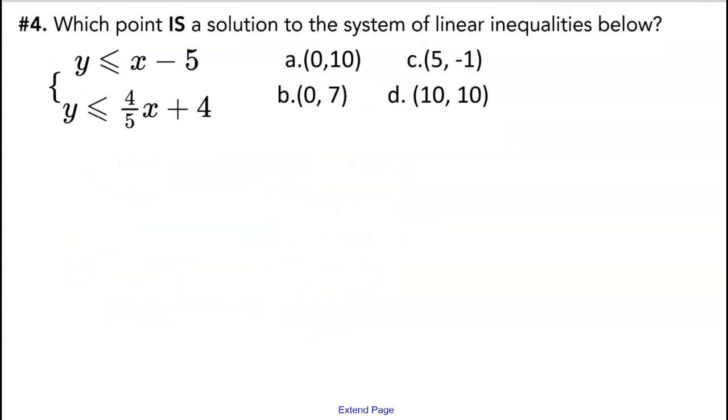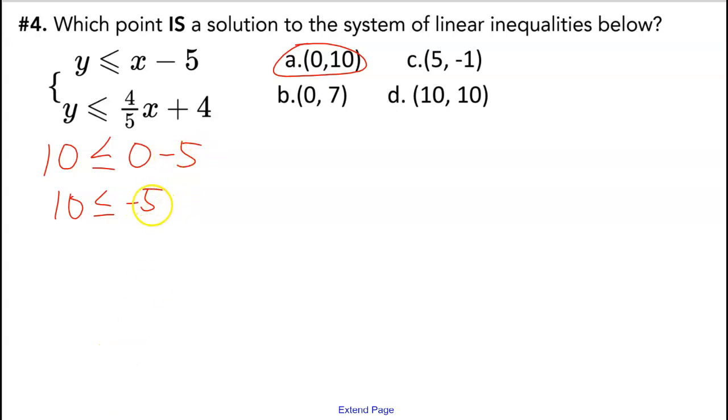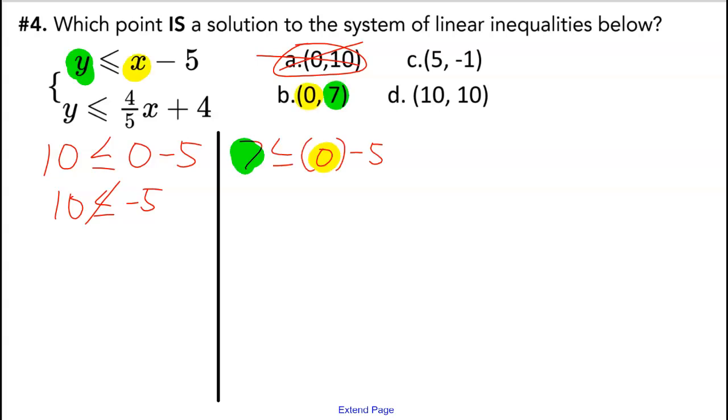All right, let's take a look at another one. It says, which point is a solution to the system of linear inequalities below? This one asks which one is a solution. First I plugged in 0 and 10, 10 for y and 0 for x. 0 minus 5 is -5. And 10 is not less than or equal to -5, so that takes A out. It's not a solution.